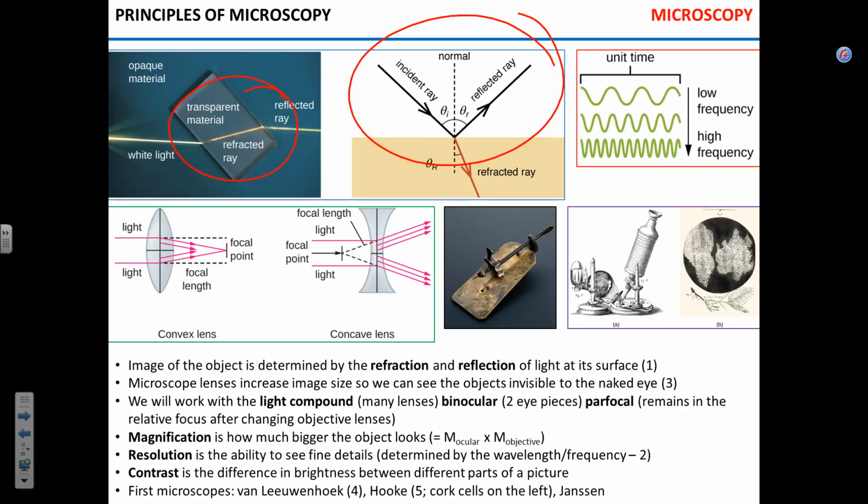Lenses can be convex. Convex lenses will actually increase the size of the image. They will bring the object closer to you. When you use a magnifying glass, that's a convex lens. Concave lenses will actually move the object a little bit farther from you.